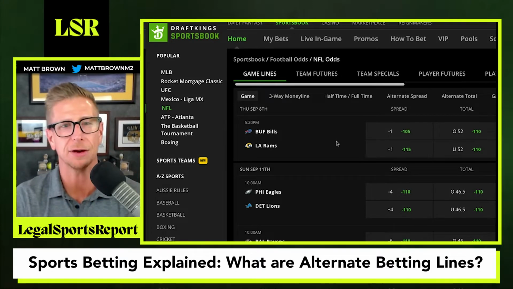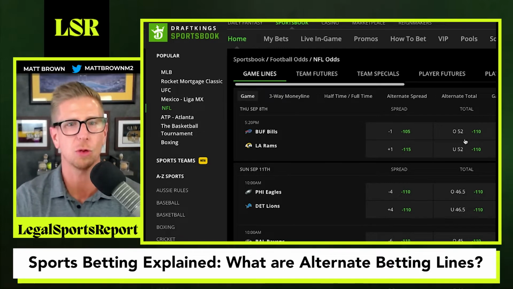Alt lines is how we refer to them just in general. And what you're going to find here is whenever we click on the NFL tab, over here, you see the normal line. Here's the normal spread. Here's the normal total. This is what's listed. This is what most people are betting.